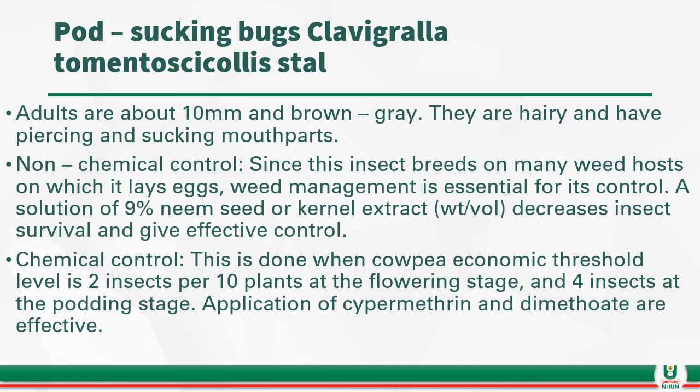And if you don't want to go the non-chemical way, you can use chemicals when the economic threshold is 2 insects per 10 plants. When you get to the field and you see the first insect, you see the second insect, don't just wait, go and spray. You can apply cypermethrin and dimethoate on your cowpea or pigeon pea plot because it is effective.